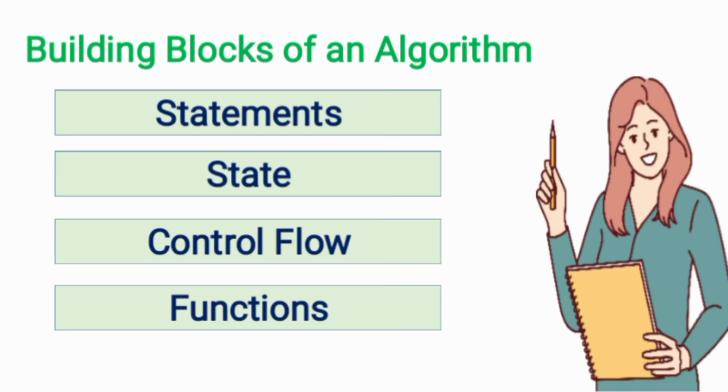So, overall, these building blocks work together to create algorithms in Python. You use statements to manipulate the state of your program, control flow structures to manage the order of execution, and functions to encapsulate and reuse code. This combination of elements allows you to solve a wide range of problems and perform complex tasks in Python programming. So this is about the building blocks of an algorithm.